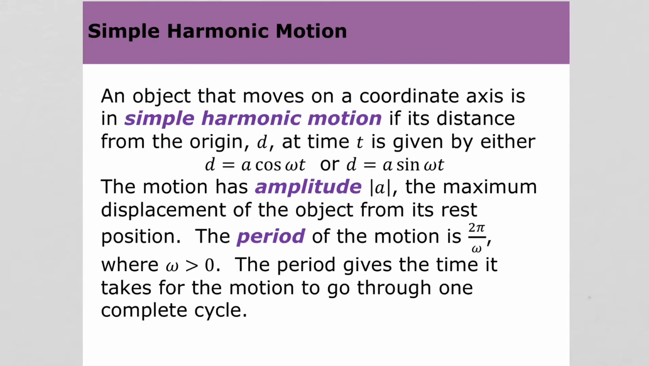So the motion has amplitude A, and that is the maximum displacement of the object from its rest position. And then the period, just like normally when we had a cosine of bx, this time it's a cosine of omega t, same deal. So the period is 2 pi over omega instead of 2 pi over b, but same idea.